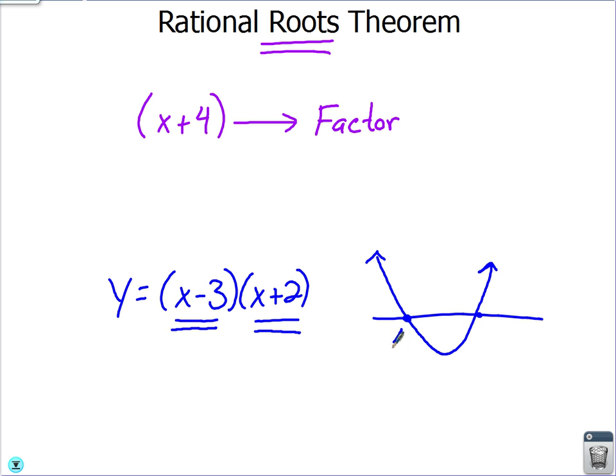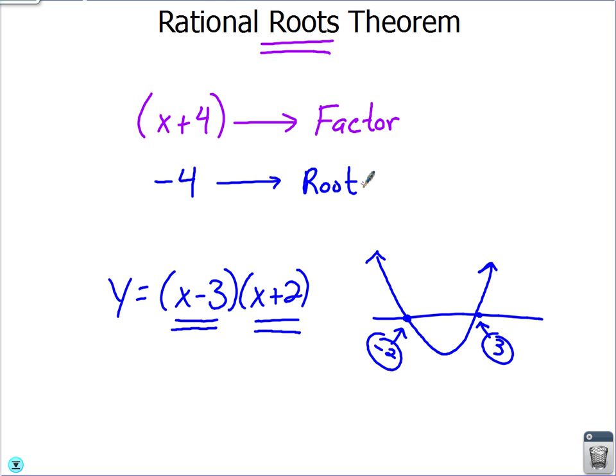My graph is going to cross at negative 2, and my graph is going to cross at 3. Negative 2 and 3 are roots. X-intercepts, zeros. There's 3 different names for it. So if x plus 4 is a factor, you see the relationship. X minus 3 is a factor, 3 is a root. X plus 2 is a factor, negative 2 is a root. X plus 4 was a factor, negative 4 was a root.